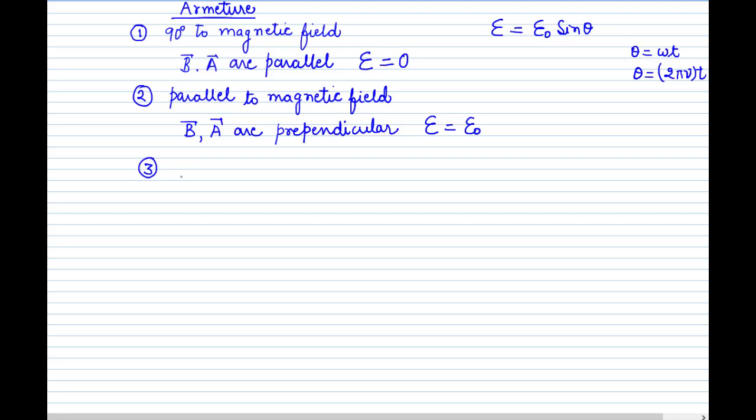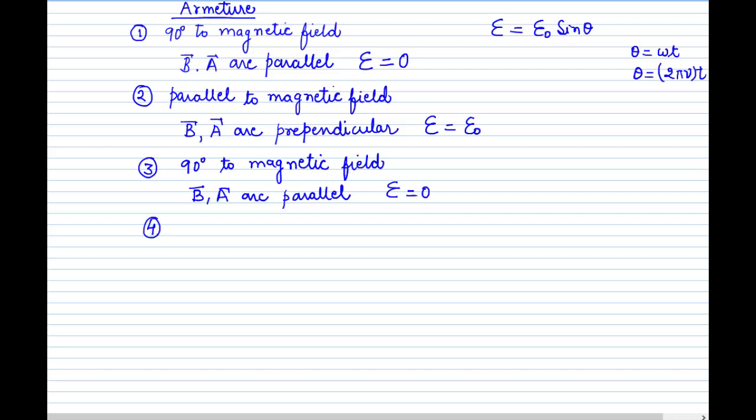When we rotate the armature by 90 degree more, that means now we have rotated it up to 180 degree. So again it gets 90 degree to magnetic field. When it gets 90 degree to magnetic field, that means our B and A are again parallel. And if B and A are parallel, that means our induced EMF is again 0.